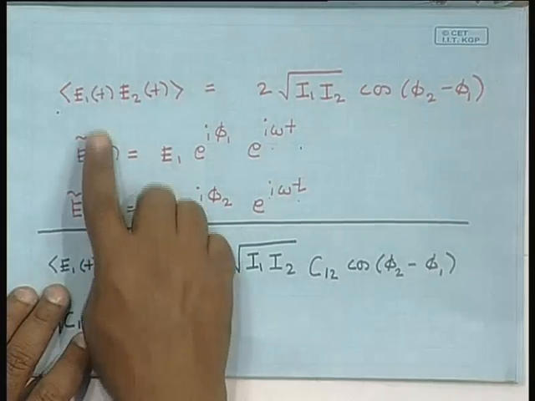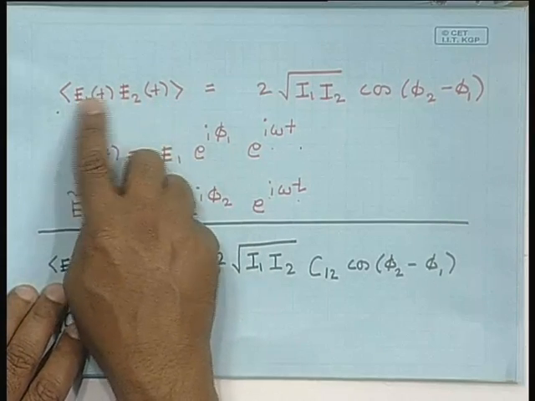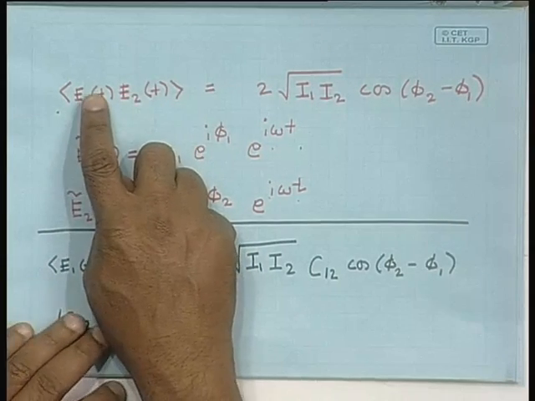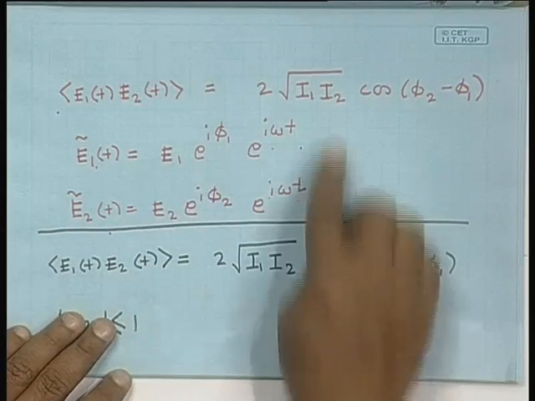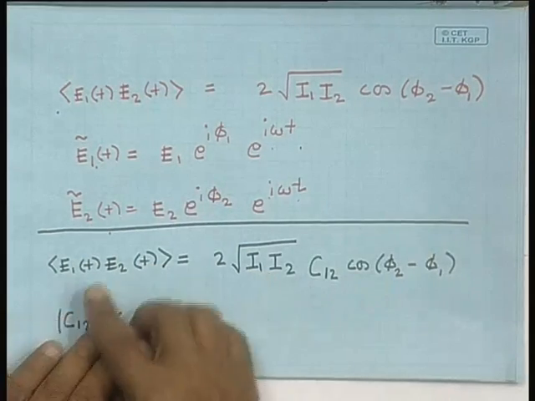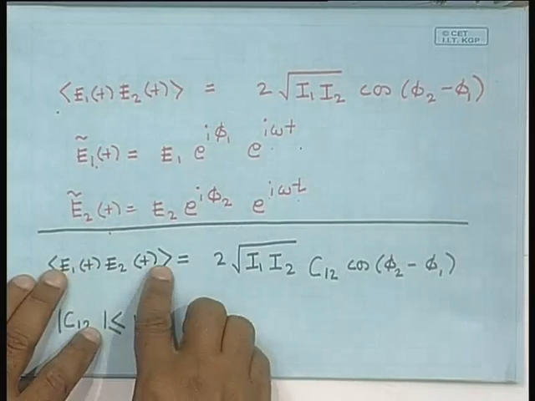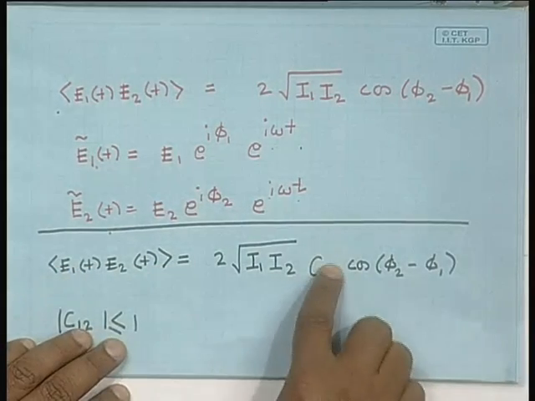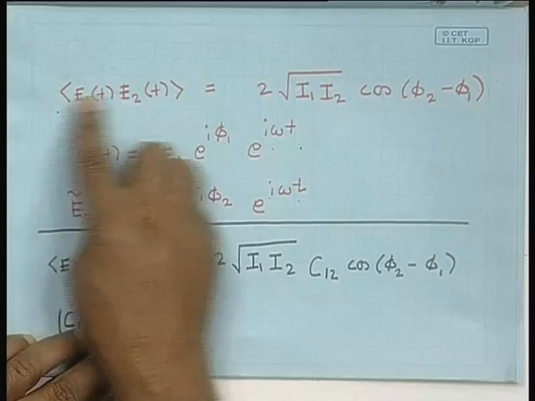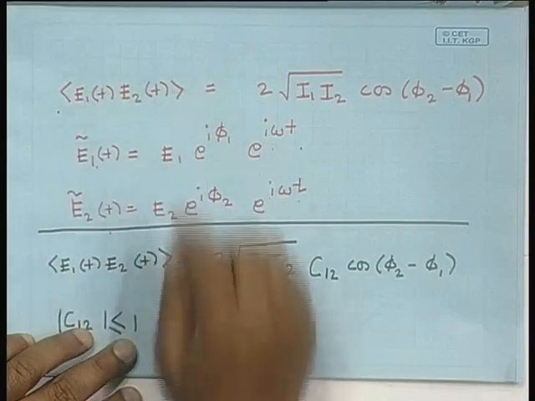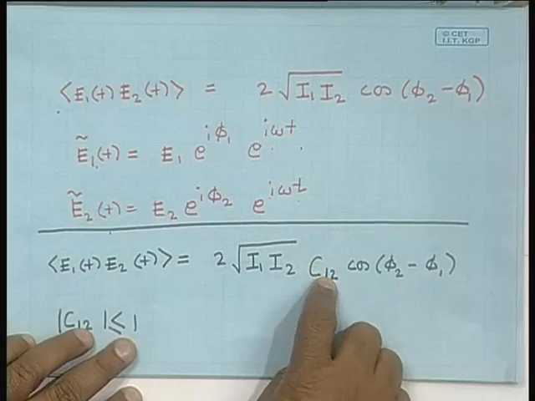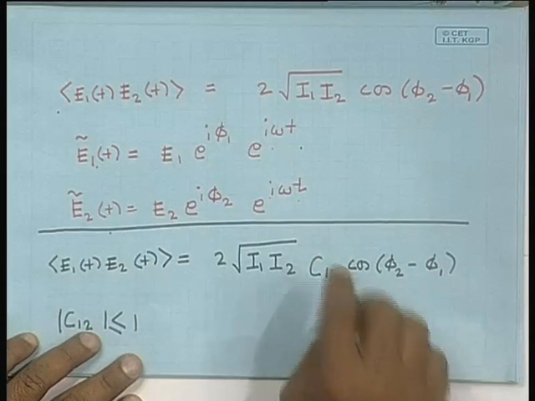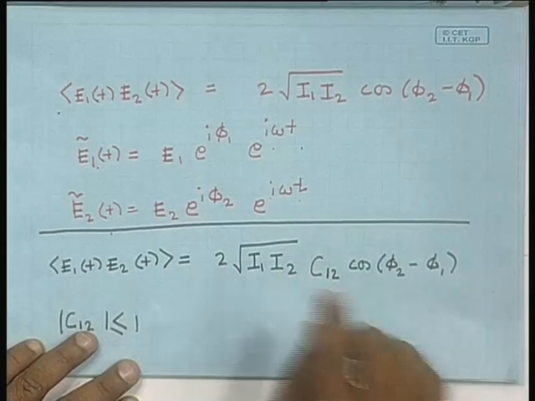Now, if these are no longer monochromatic, if they are no longer pure sinusoidal waves, what I told you is that you have to modify this time average. So, this time average can now be written as C12 into whatever we had when there was only a single frequency in both E1 and E2, and C12 is what we use to quantify the degree of coherence, the coefficient which tells us how much coherence there is.